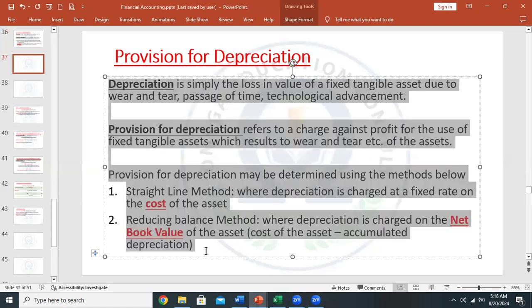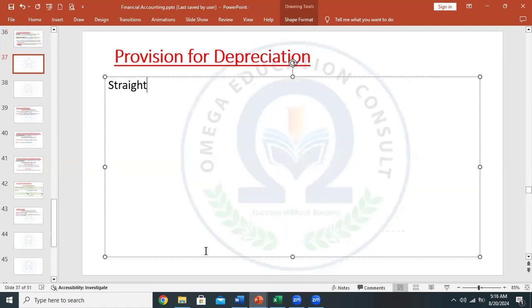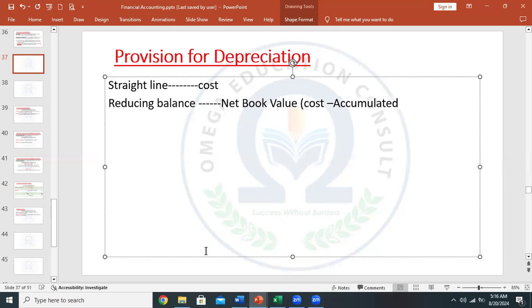So for straight line, we're saying charge the depreciation on the cost. And then for the reducing balance, you charge on the net value. Now, from the balance sheet, you remember that this net book value, you determine it by deducting the accumulated depreciation from the cost of the asset. Accumulated depreciation simply means all the depreciation you have charged on the asset for the previous years. Okay, so let's do some examples here.